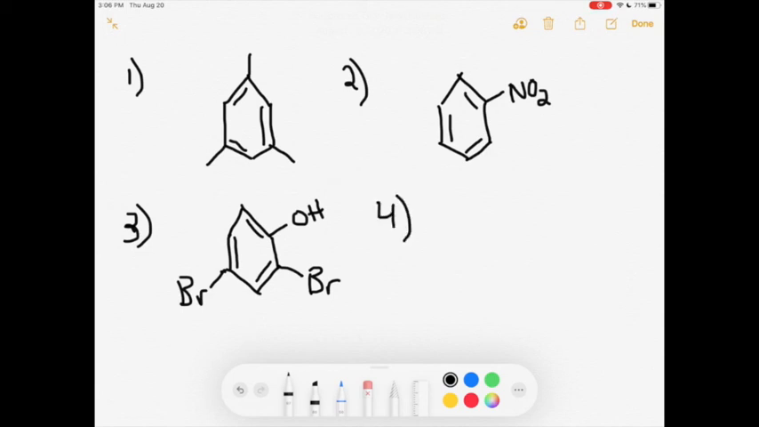Okay, number 4 is 2-phenyloctane. Here's an example where the benzene ring is going to act as a substituent. So I'm going to draw octane: 1, 2, 3, 4, 5, 6, 7, 8. So that's octane. And then it says 2, so this is carbon 2 right here, and I'm going to draw my benzene ring on carbon 2.